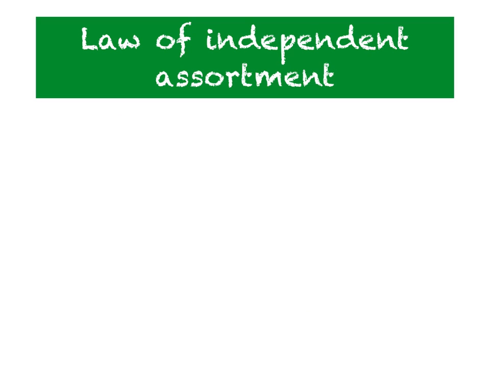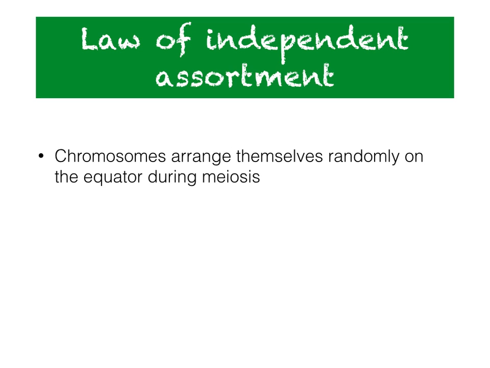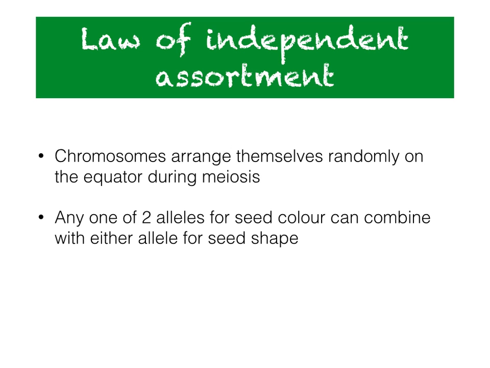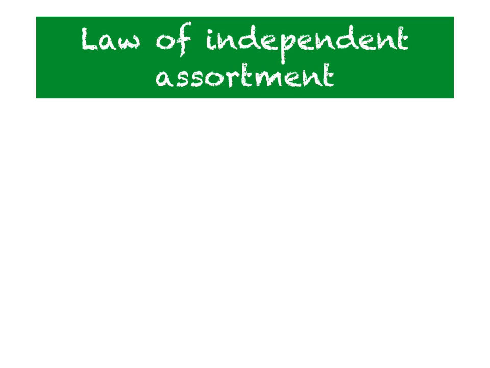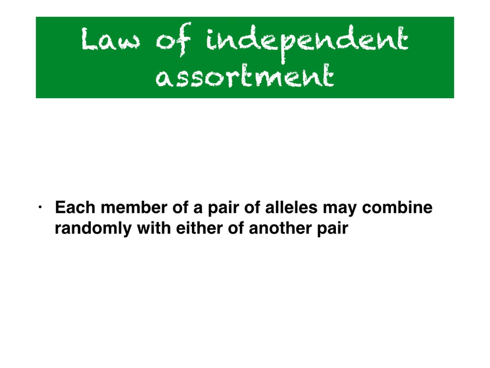Okay, looking at the law of independent assortment. As chromosomes arrange themselves randomly on the equator during meiosis, any one of the two alleles for the seed color can combine with either of the alleles for seed shape. The result is that you get 4 different gametes. So the law of independent assortment states that each member of a pair of alleles may combine randomly with either of another pair of alleles.